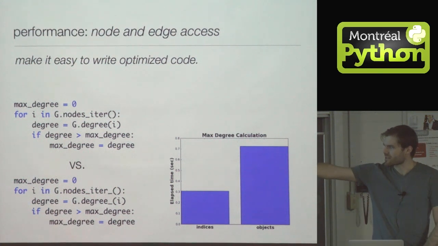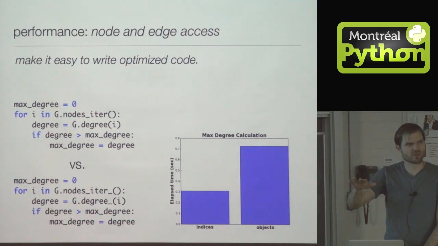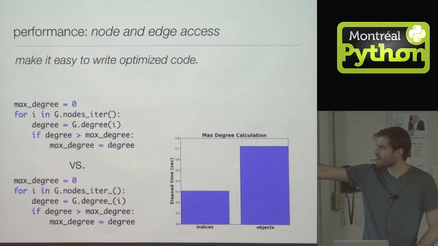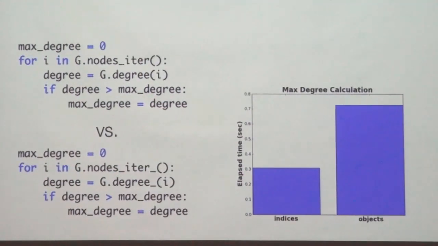Using node indexes, which is what's happening down there, all you do is you add this underscore. It's simply a notational reference. But what it means is, rather than iterating over objects, you're iterating over indices. And you actually get a twofold speed improvement simply by adding underscores to your functions.